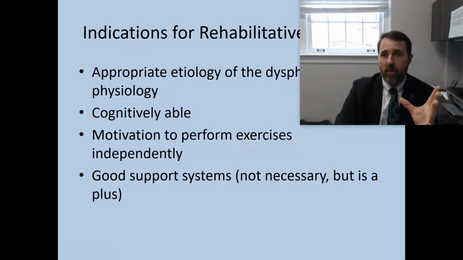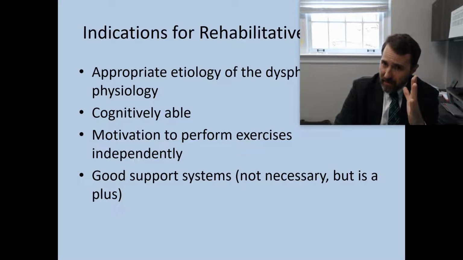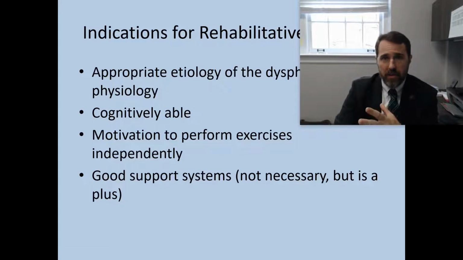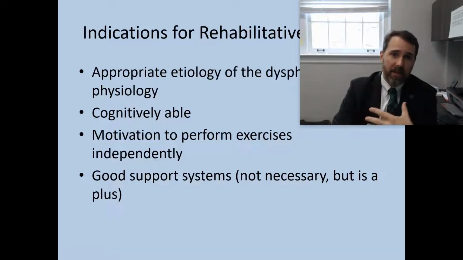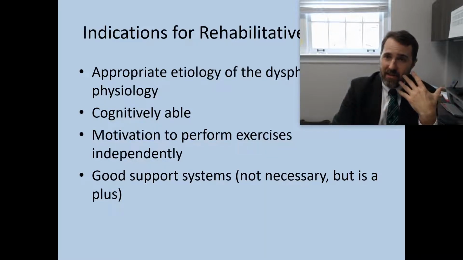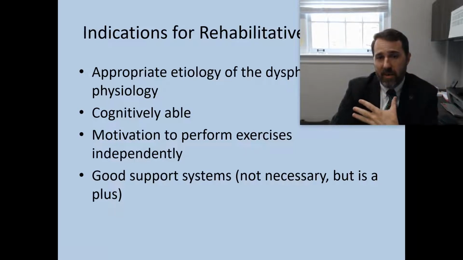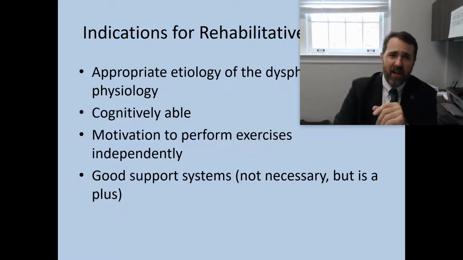You want to be sure that they are cognitively able to do what you're asking them. I've had plenty of situations where family members are demanding restorative strategy and the patient doesn't have enough cognition to follow directions. If that patient cannot do what I'm asking him to do, he's not going to be able to participate in exercises to restore his ability. So they have to be cognitively able.